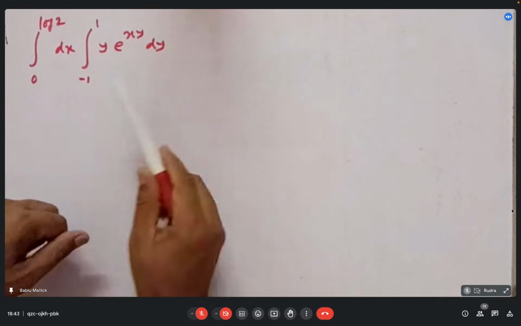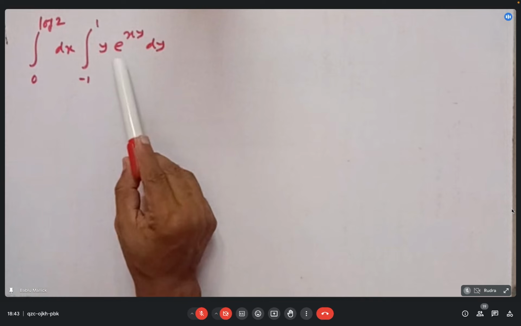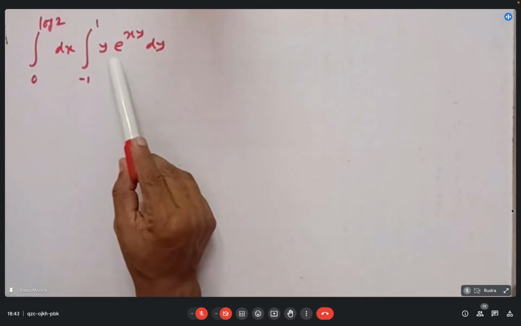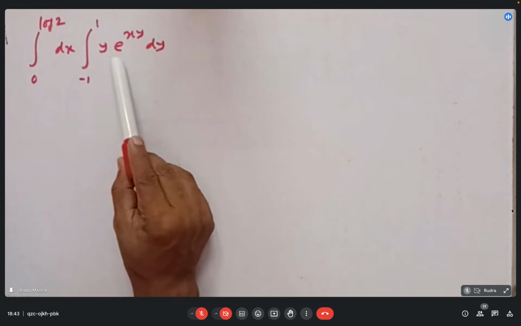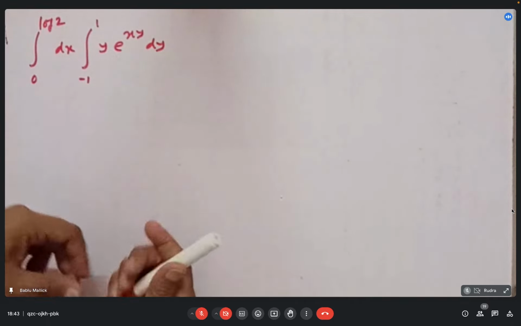See, if you integrate with respect to y, then here integration by parts is required. But if I integrate with respect to x first, then y will be constant, so integration will be easy. That is why I shall integrate with respect to x first.